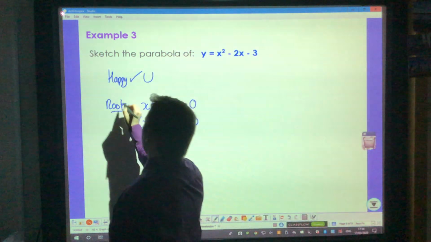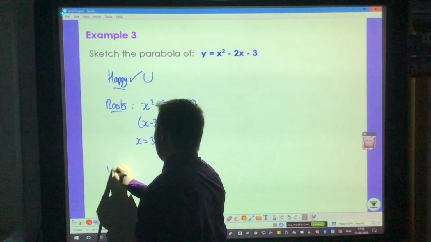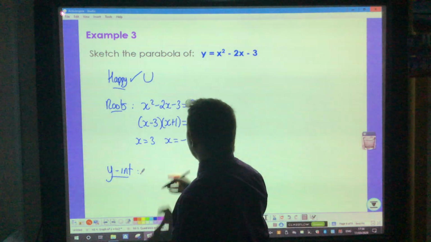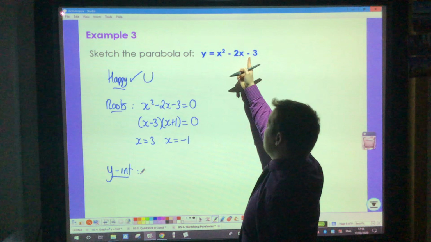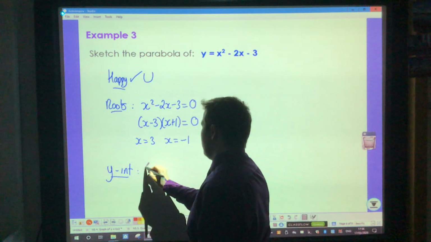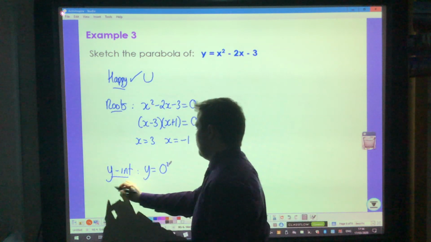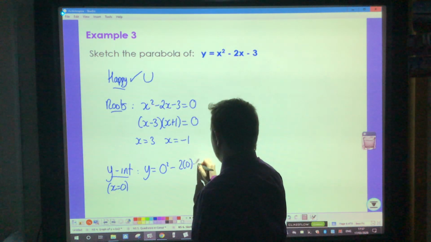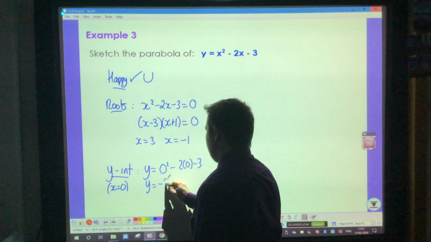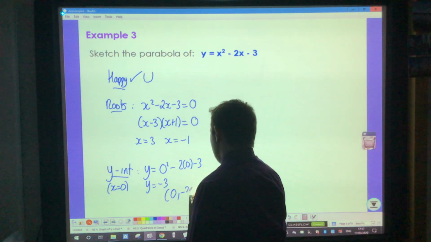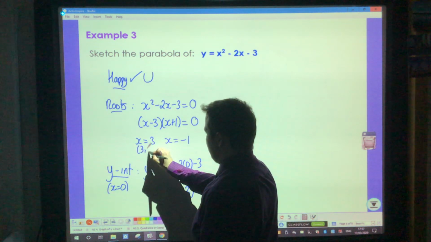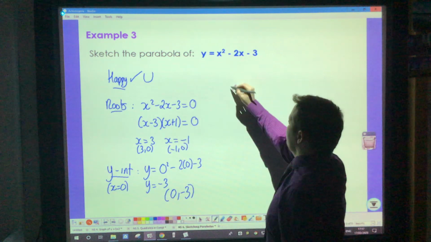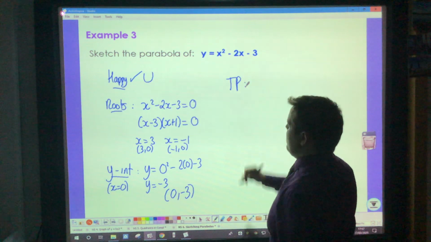So I am going to find the y-intercept. So that is when x equals 0. Now you can use this version or you can use that version. Either's fine. I'm going to use that one just to show you. 0 squared, so obviously x is 0. Minus 2 lots of 0 minus 3, which is -3. So the y-intercept is (0, -3). I better add in the roots here, sorry. (3, 0), (-1, 0).